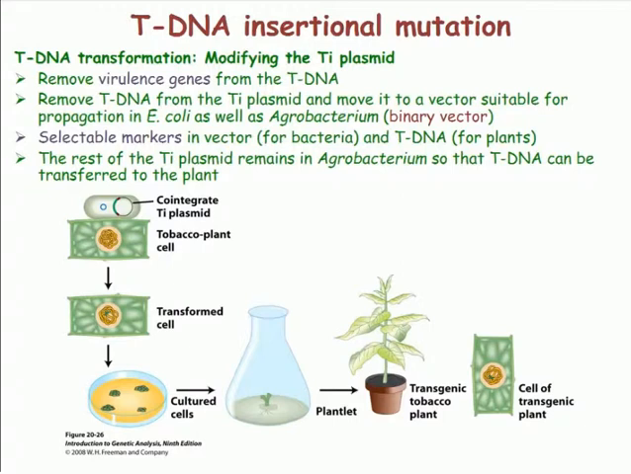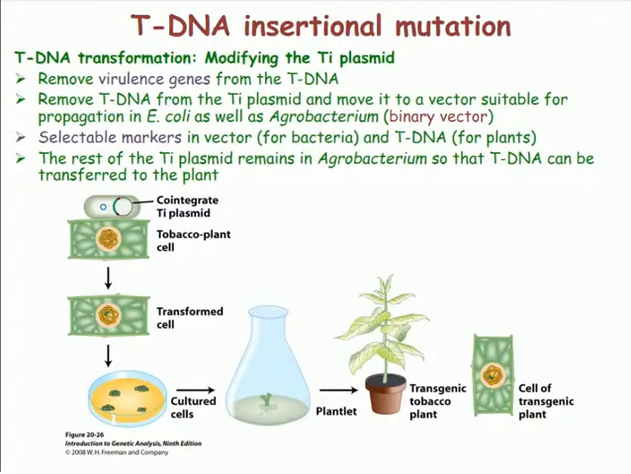But what scientists did quite early on, in the 90s, is take these virulence genes to have Agrobacterium and the tDNA ready to do biotechnology, to be able to insert bits of DNA inside plant cells.